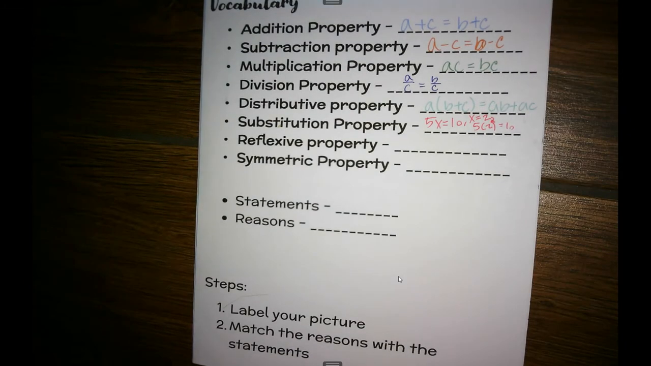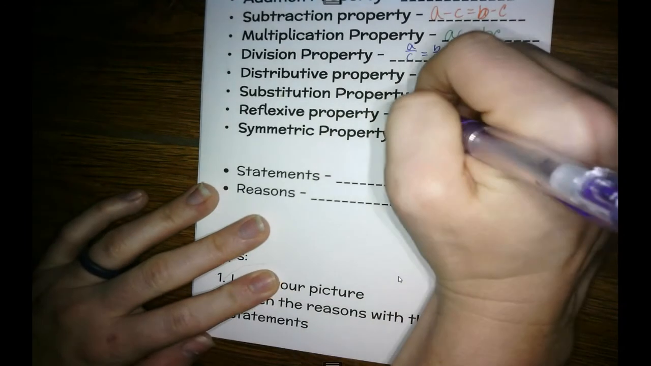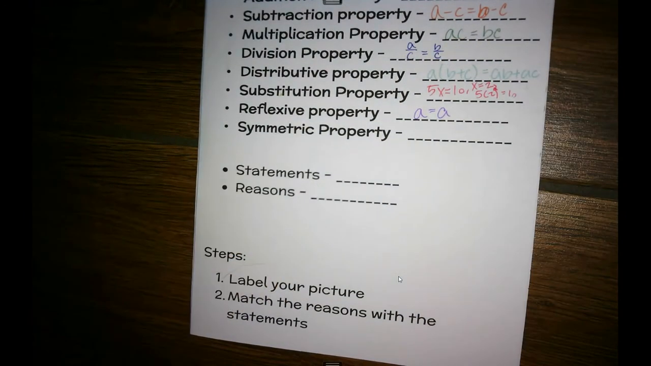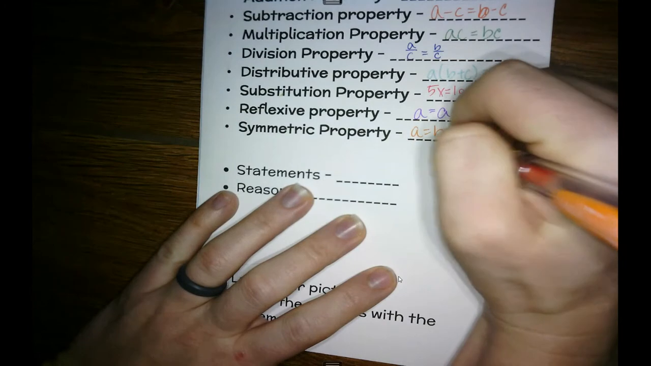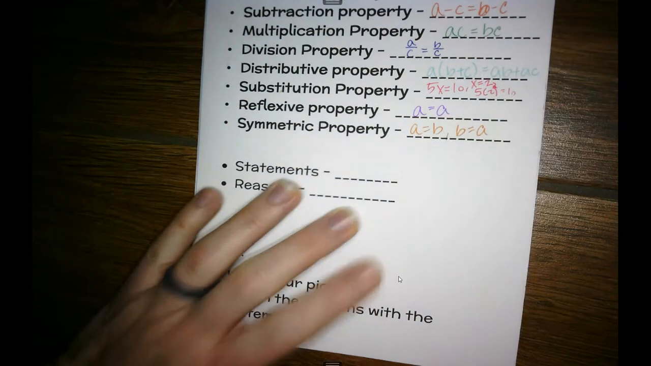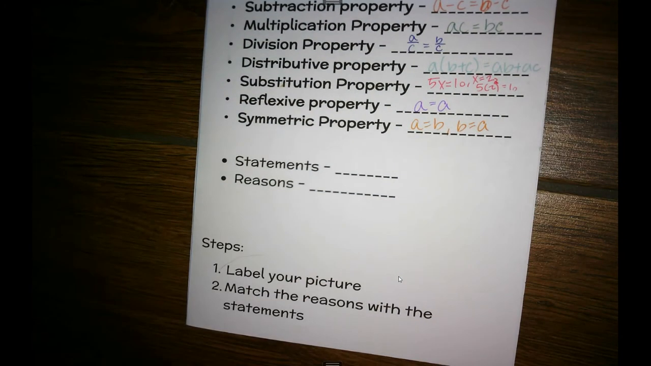Reflexive property, remember, says that A equals A. Common sense, but that's our property. And then the symmetric property says that if A equals B, then B also equals A. That we can switch sides and they'll still equal the same thing.